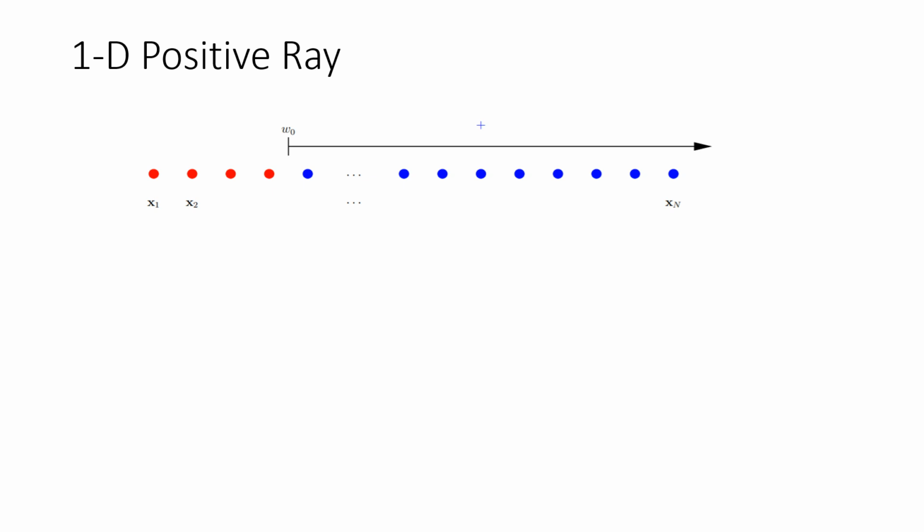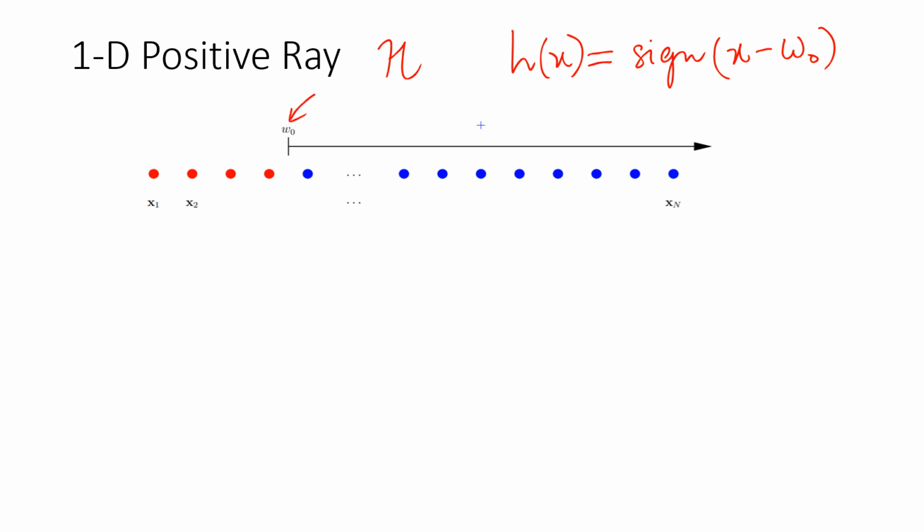Okay, welcome back. Let's start looking at certain examples to better understand the effective number of hypotheses for certain situations. The very first example that we're looking at is a one-dimensional positive ray. This hypothesis set, the one-dimensional positive ray, H, consists of all hypotheses of the form h(x) equals the sign of x minus w0, which you can see here.